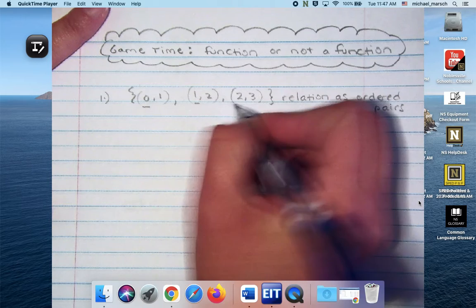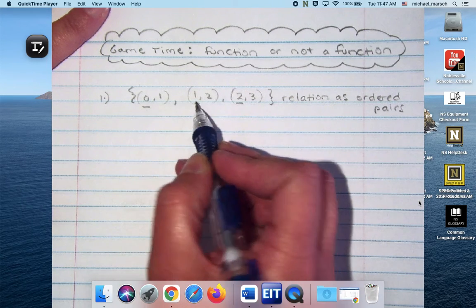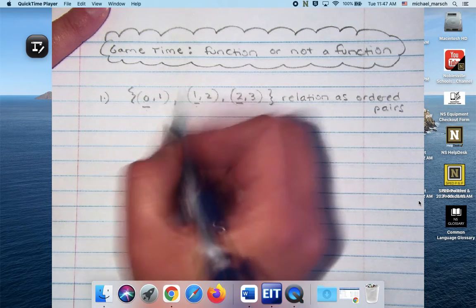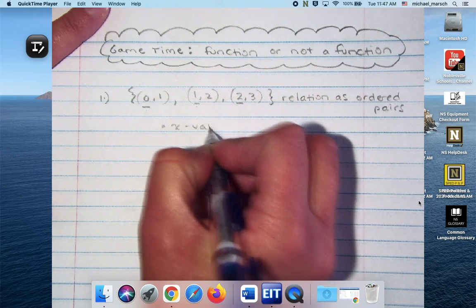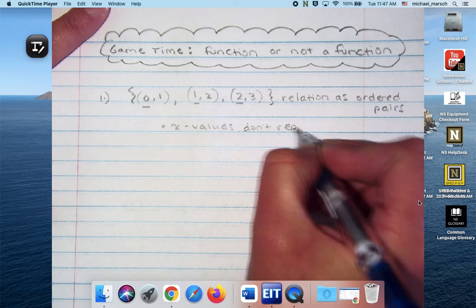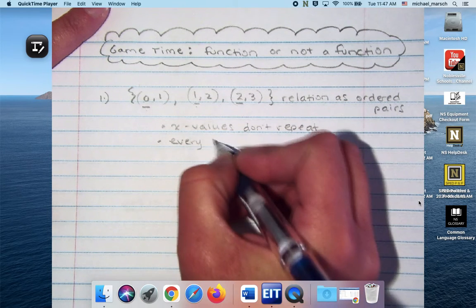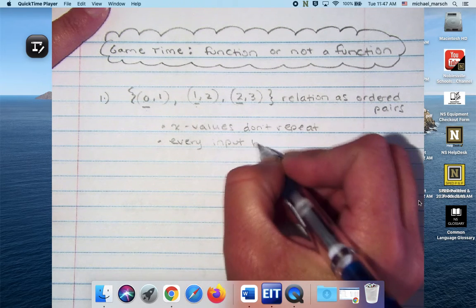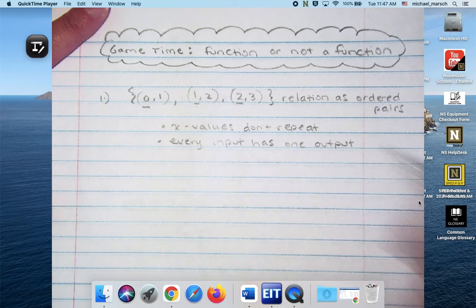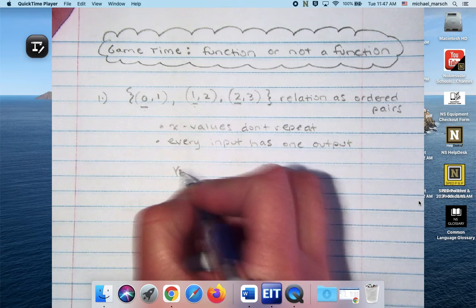All right, so remember, we're focusing on our x values, our inputs. Every input has to have one output, meaning that our x values cannot repeat. So when we look at this, we can say the x values don't repeat. Every input has one output. So, is it a function? Yes.